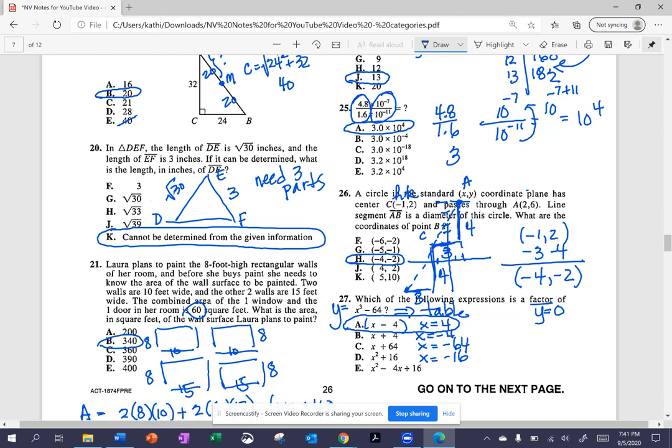If I want to do it another way, which is a little more complicated, I can say a cubed minus b cubed is a minus b times a squared plus ab plus b squared, and factor. But the quickest way is really just putting the equation in y equals and looking for where y equals 0.